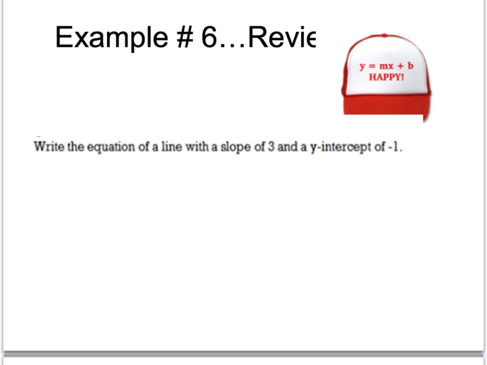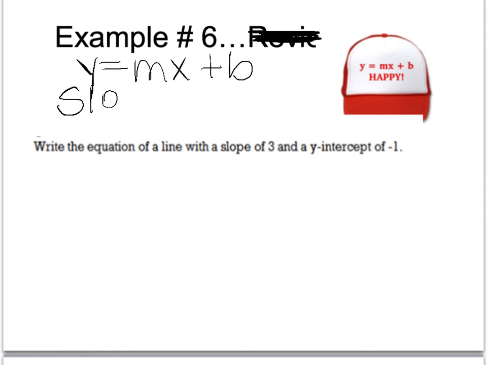So example number 6, new information. You can see that the review kind of got cut off here. We're using the happy hat again, and we're always using the happy hat because y equals mx plus b is called slope-intercept form.